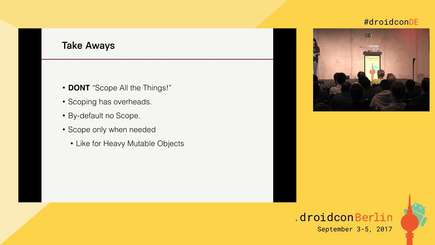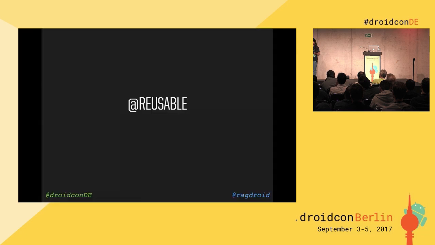For example, for heavy mutable objects. Why do I say mutable objects here? Because mutable objects are those which have some kind of state. So when an object is needed only once, like only one instance has to be created throughout your application, then we should scope it.